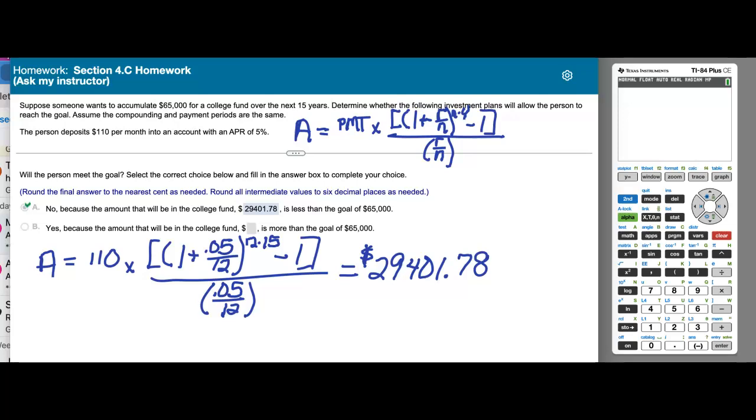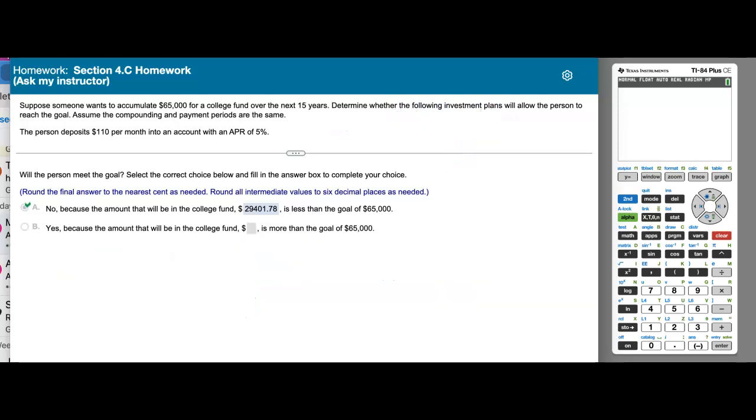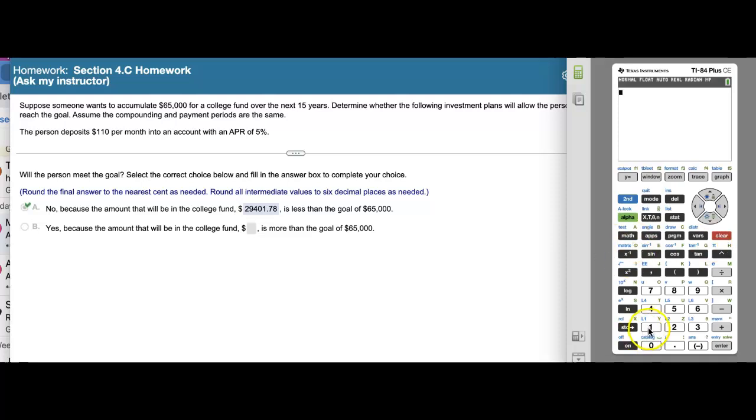Now, I'm going to need to leave the screen to show you how to type this into the calculator, so make sure you have this written down. In the calculator, we're going to type it in. I'm just making sure I've got a clear screen. We had 110 times, and then two sets of parentheses: 1 plus the annual percentage rate of 5 divided by 12, close parentheses, and we're raising that to the 12 times 15 power.